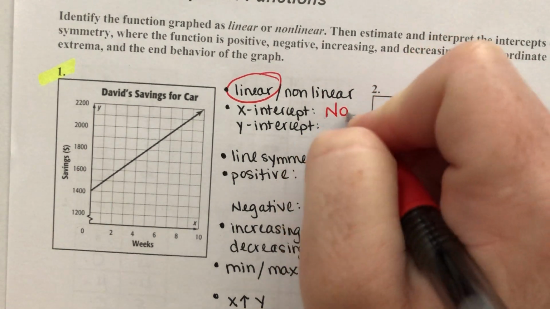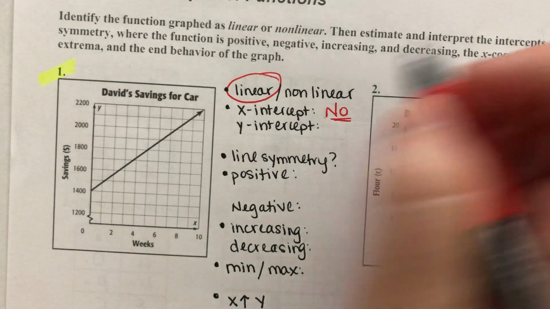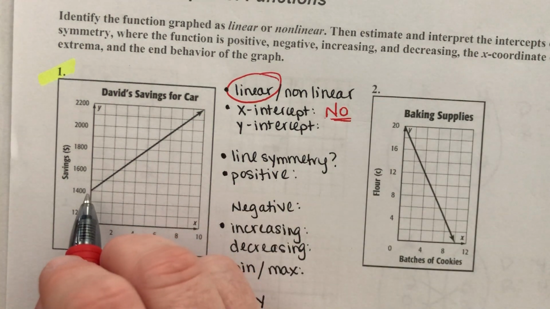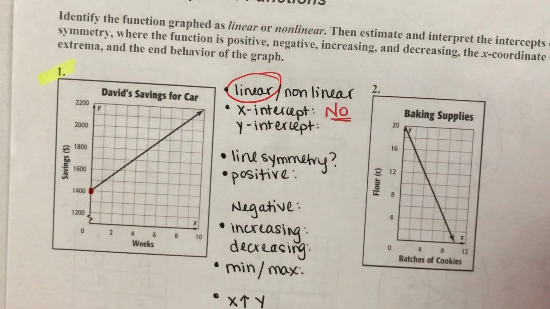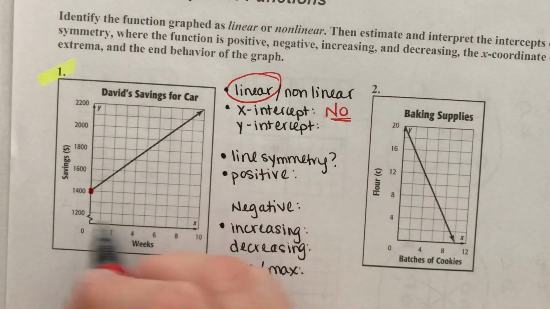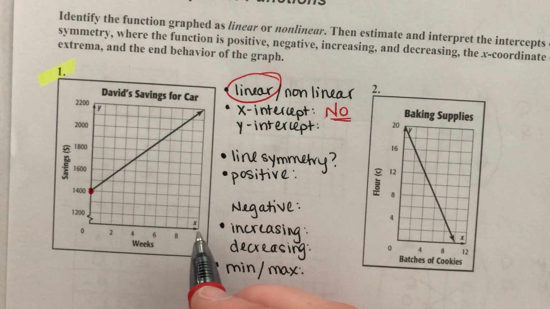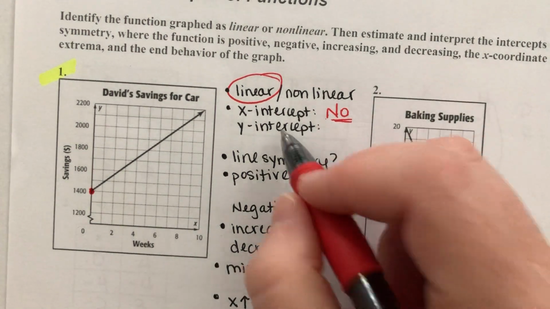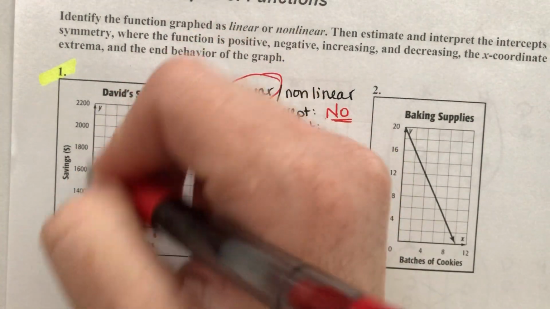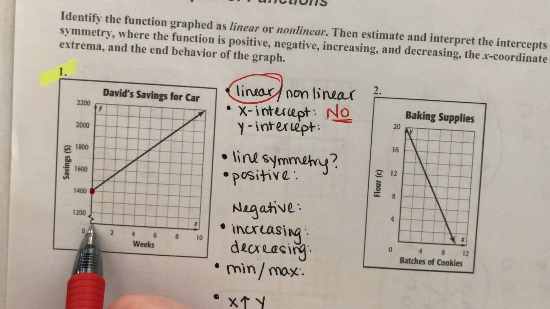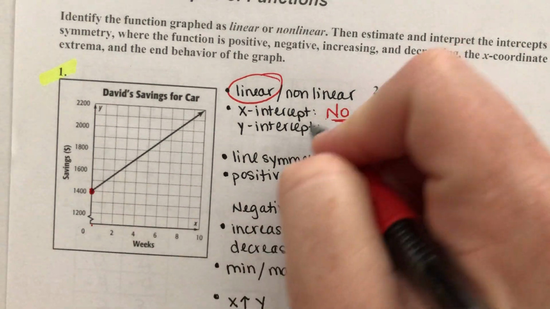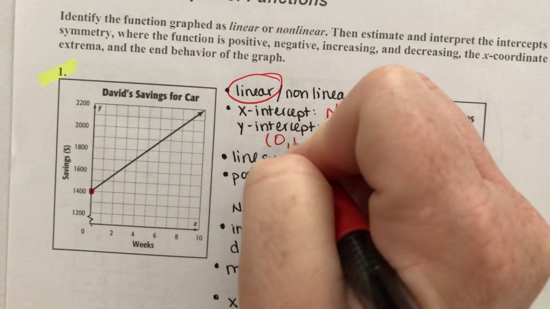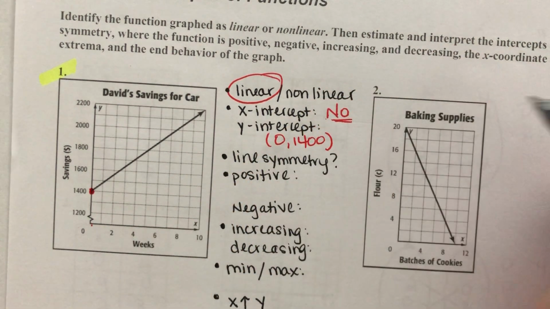We never are at $0. We open the savings account with $1,400 right here, and then we just increase the amount in the account from there. We're never at 0. We're never on the x-axis. We never cross it. So there is none. Where do we cross the y-intercept? When time is at 0, what is our y amount here? It's 1,400. So 0, 1,400. Meaning we open the account with $1,400 in it.